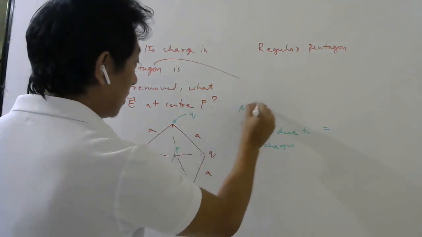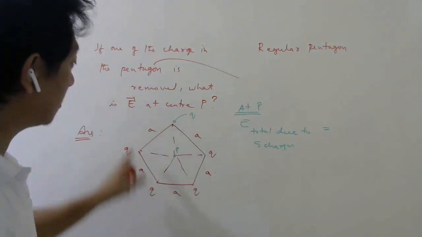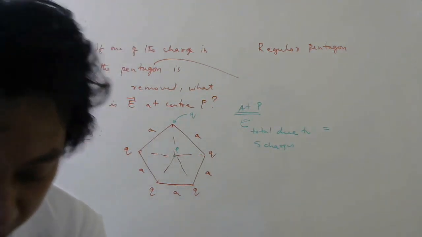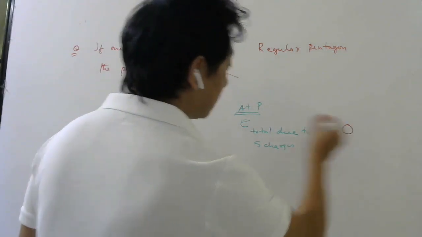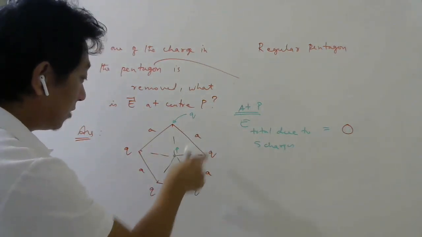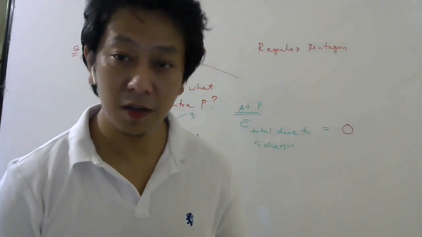So at P, the total electric field due to these five charges, if I put a charge here, what is the answer? We have seen already, it is 0. But that is not the question. The question is to find the field due to these four charges. Now bring in the superposition principle. Okay, what does it say?